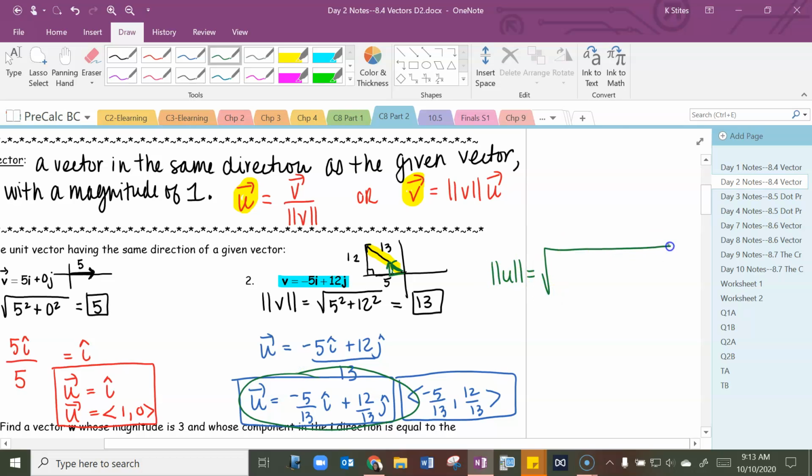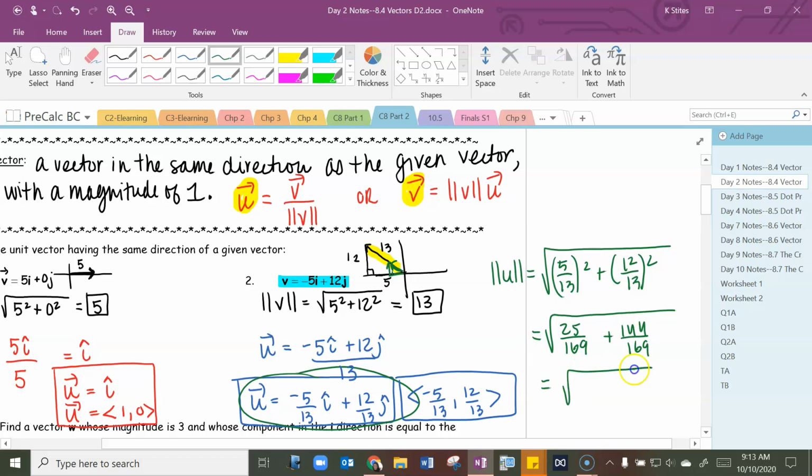Okay, so magnitude, again, we just add the x coordinate squared plus the y coordinate squared, because it's basically the Pythagorean theorem. That's going to be 25 over 169 plus 144 over 169, which is 169 over 169, which is 1, and the square root of 1 is 1. Okay, so we have achieved what we set out for.